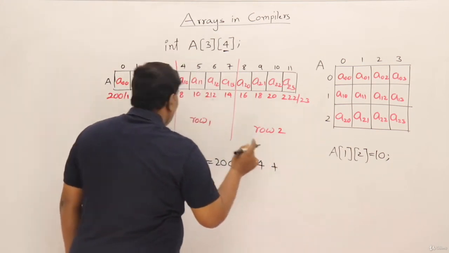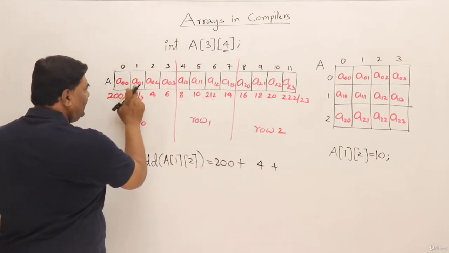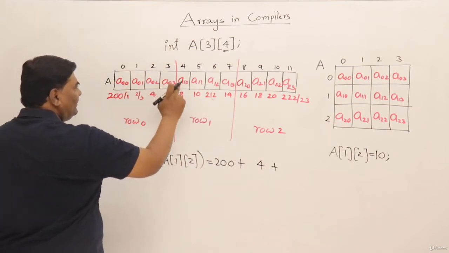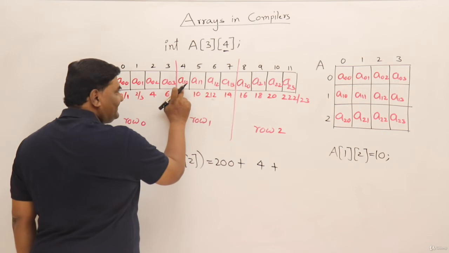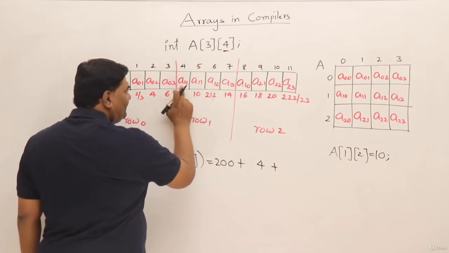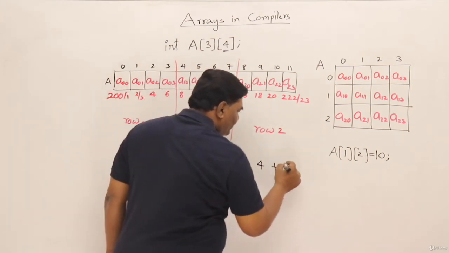200 is this index. If I leave 4 elements, 1, 2, 3, 4, then I was in the beginning of the first row and now I am in the beginning of the next row, that is index 1. From here, how many elements should I move further? 1, 2 elements. So I should move further by 2 elements.